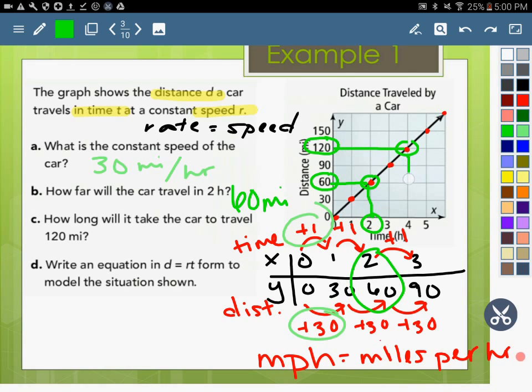And now we need to figure out what it lines up with in the time, which is 4. So it's going to take us 4 hours to travel 120 miles.